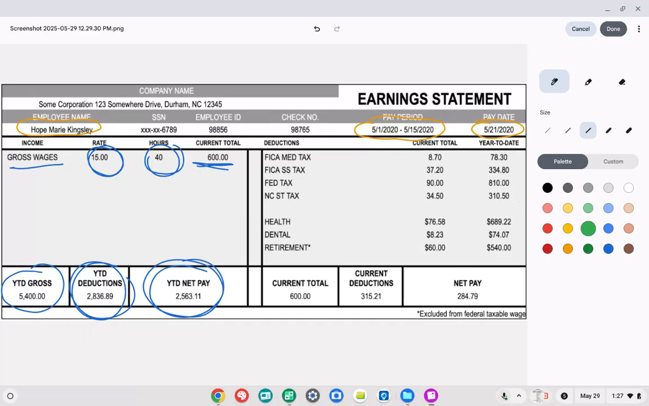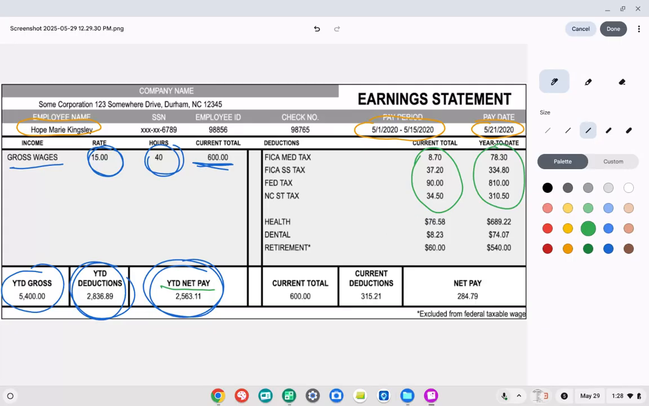The top section here shows the different taxes that she pays. So there's Medicare tax, Social Security tax, federal tax, and North Carolina state tax. This column over here tells us how much is deducted from this paycheck. So each of these numbers here is deducted from this $600 that she earned. This column tells us year to date how much has been deducted for each of these taxes so far since the beginning of the year. And this contributes towards this year-to-date net pay calculation.